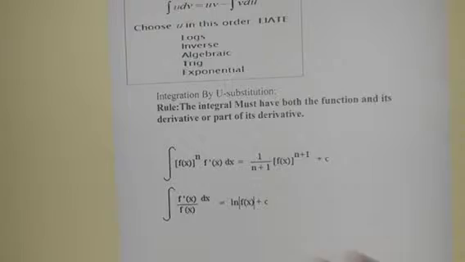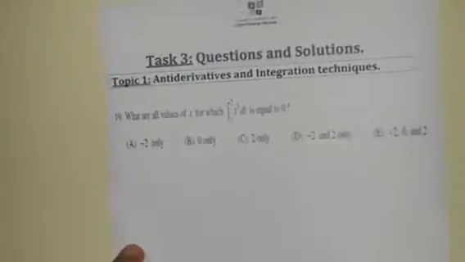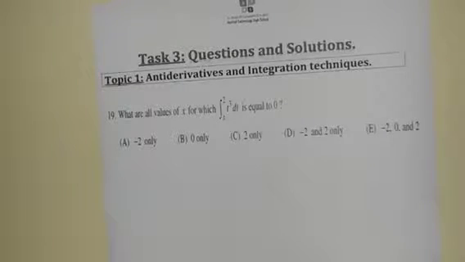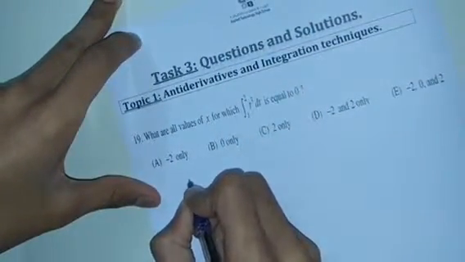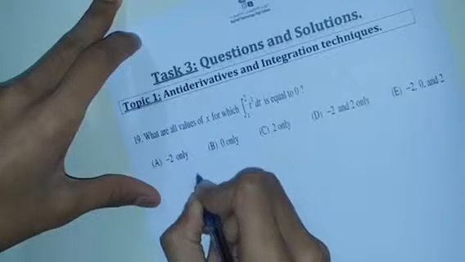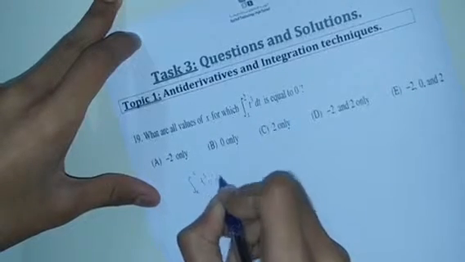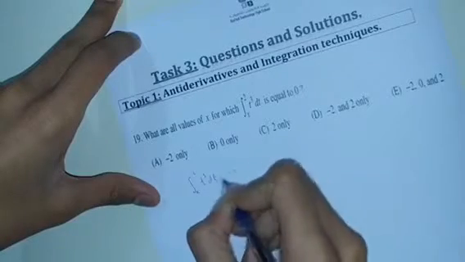Now we will solve a question about integration. The question says, what are all values of x for which the integral from x to 2 of t cubed dt is equal to 0?